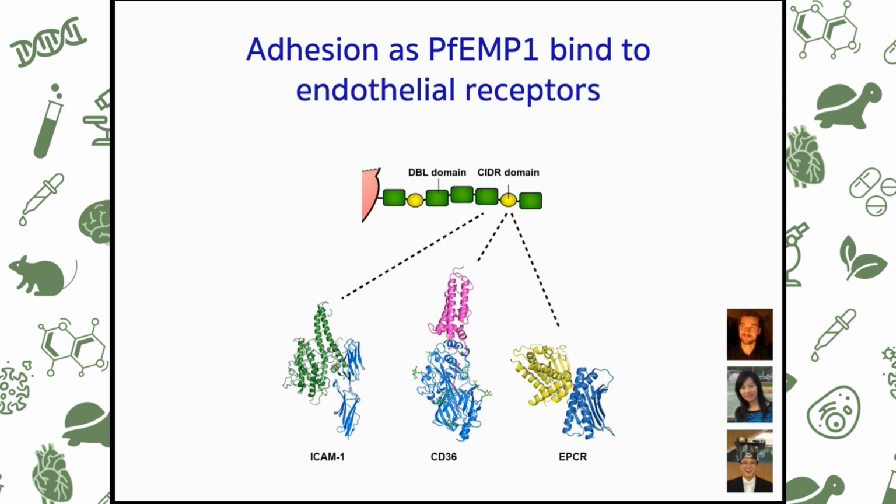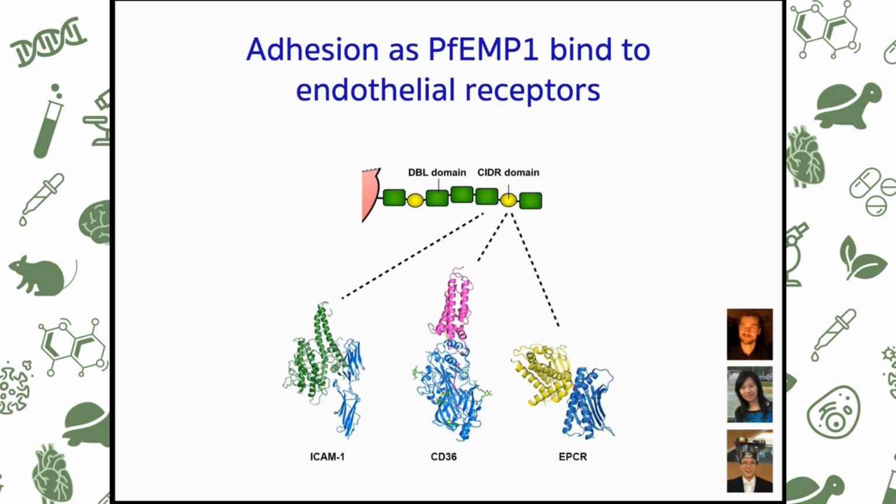And we spent a while understanding how 3 different human receptors, shown in blue here, bind to different PFEMP1 domains. So, for example, these are 3 different receptors which are found on all sorts of different tissue and blood vessel surfaces within your body: ICAM, CD36 and EPCR. So they're found on your cells and your tissues, and they're involved in cell signaling.